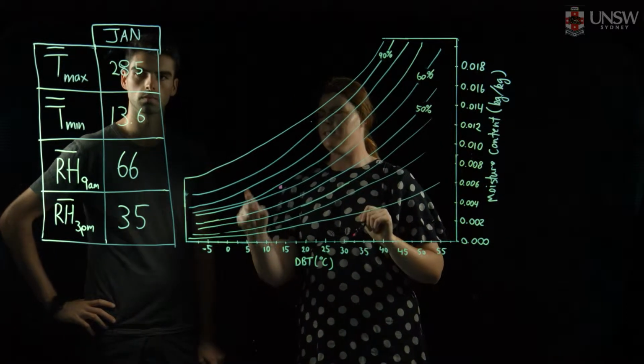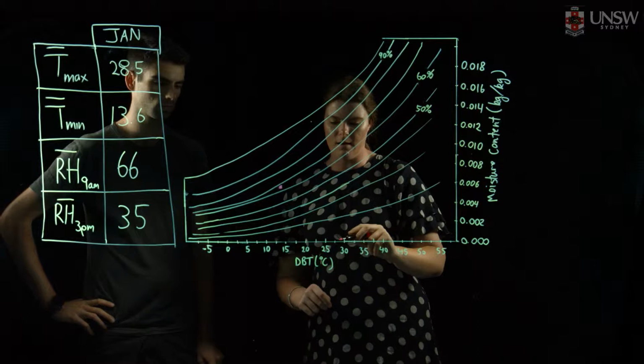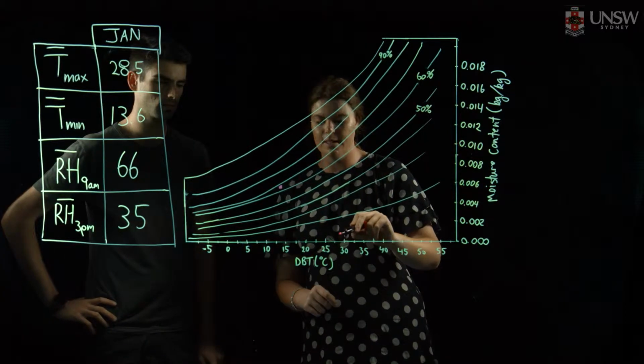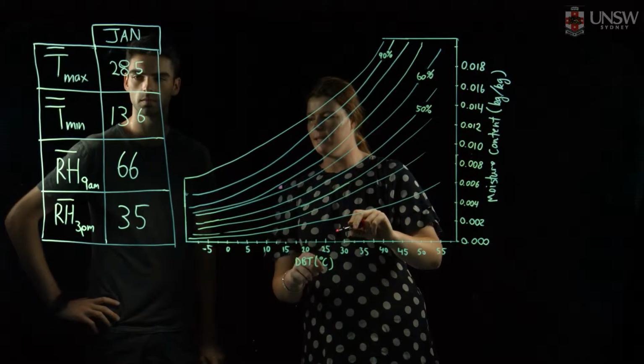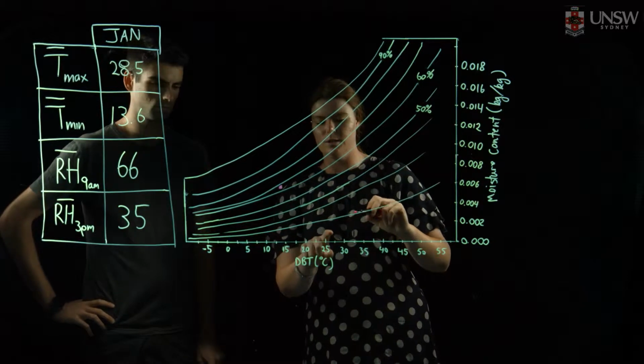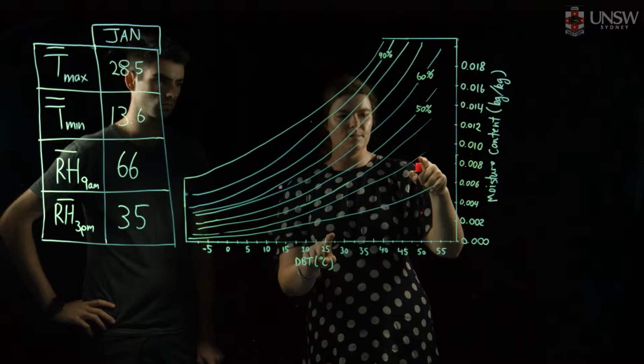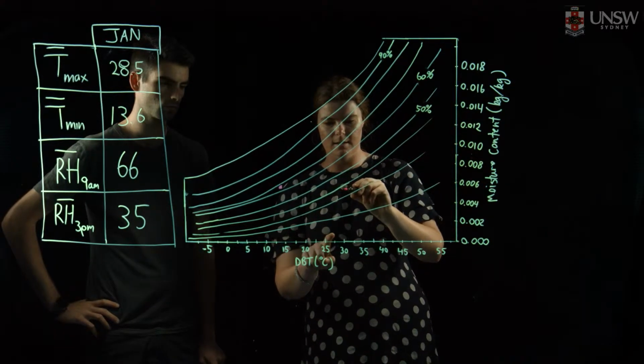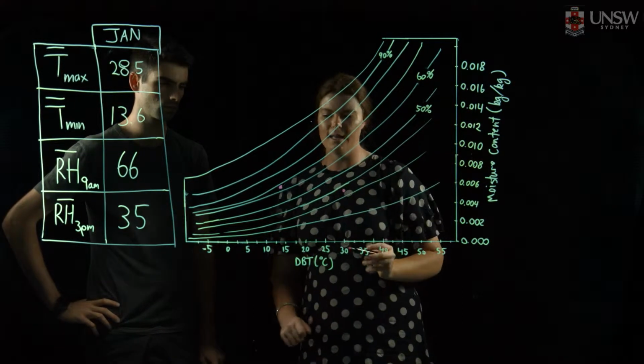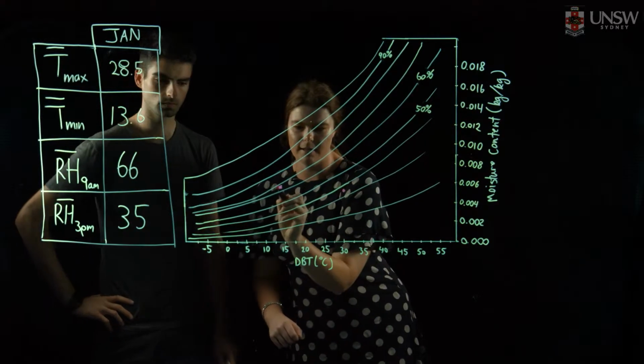And then we take our T-max temp, which is 28.5 degrees, which is approximately here. And then we also take the relative humidity at 3 p.m., which is 35%. So if that's 50%, 40%, 30%, and then we go up to about here. So that's our second point. And then we want to join these two with a straight line like that.